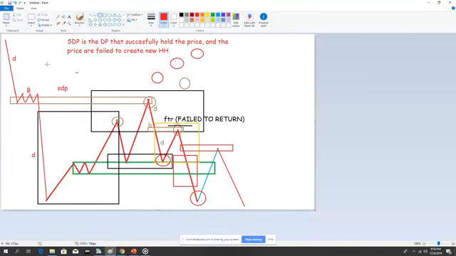Okay, anything you must remember: any high must be held by a base, that will be more valid. The higher the possibility that the price is going to fall down from the SGB, the more opportunities it will give you.